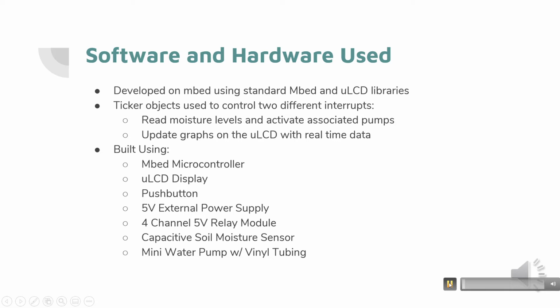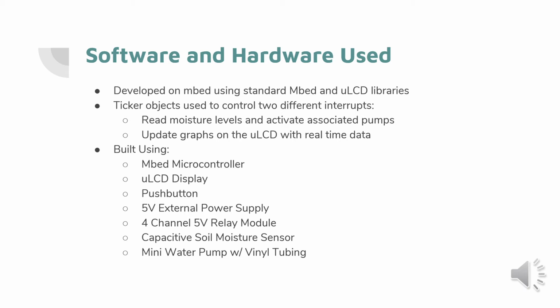So for the software and hardware we used, we developed this on an mbed using the standard mbed and ULCD libraries. In the software, we used 2 ticker objects to control 2 different interrupts. We read the moisture level and activated associated pumps. So if a certain plant was low on water, if it was very dry, the pump would activate and pump more water into that plant until it reached an adequate moisture level. And it would then follow that by updating the graphics on the ULCD display with real-time data.